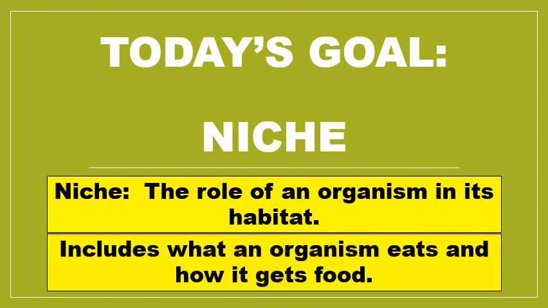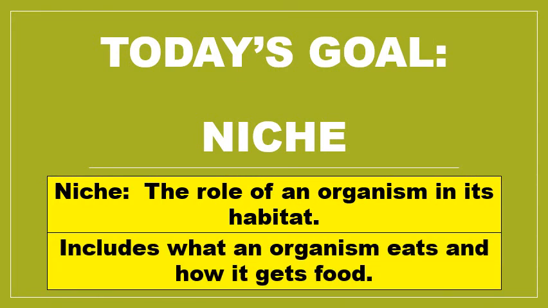It includes what an organism eats and how it gets food. So this is probably one of the most important things about a niche. What do you eat? How do you eat it? Are you a carnivore? Are you an omnivore? Do you have big claws for hunting? Do you have big ears to not get eaten? These are examples of niches.